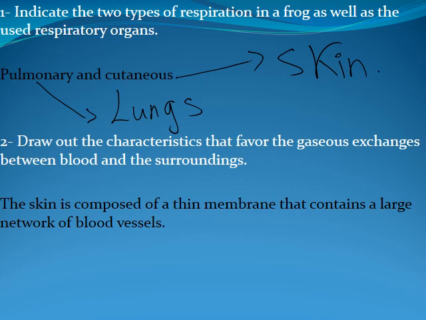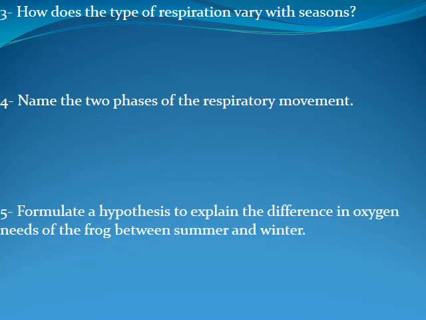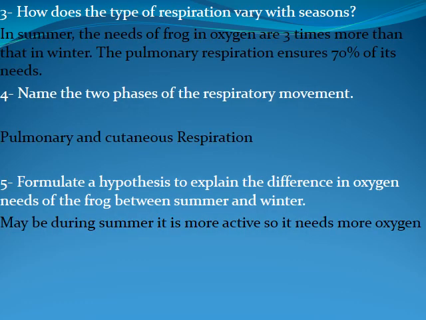Draw out the characteristics that favor the gas exchange between blood and the surroundings. As you know, the skin is composed of a thin membrane that contains a large network of blood vessels. This is the characteristic that allows the gaseous exchange. How does the type of respiration vary with the seasons? You have to know that in summer the need of the frog for oxygen is 3 times more than in winter, while the pulmonary respiration ensures 70% of its needs. Two phases, we have pulmonary and cutaneous.